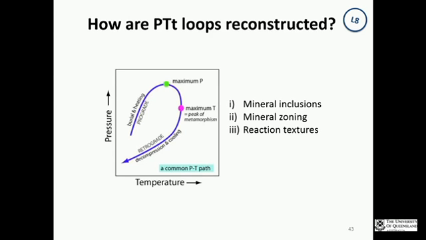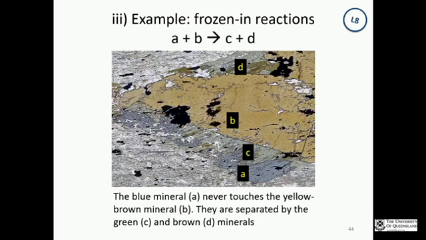how the metamorphic rocks undergo these changes in temperature and pressure with time, because we can reconstruct the PTt loops by looking at mineral inclusions, mineral zoning, and reaction textures. Remember that metamorphic rocks are like black boxes. We can look at them and tell apart what happened and why they look like they look. Yep. So an example of frozen-in reactions we saw in the metamorphic rocks was this one.